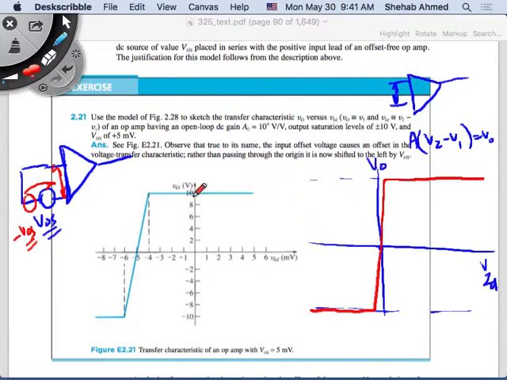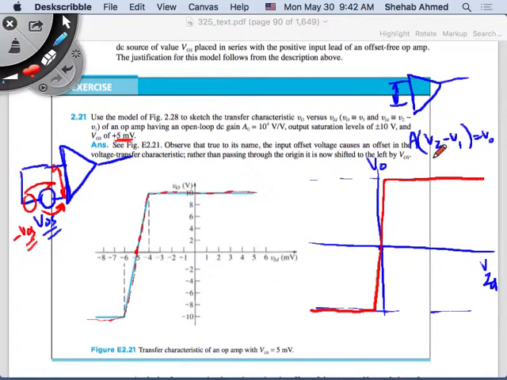the input-output characteristics of the op-amp, for an op-amp with a plus 5 millivolt offset. If you have a plus 5 millivolt offset, what does this mean? It means that the output will saturate as soon as what happens? So this is like what?